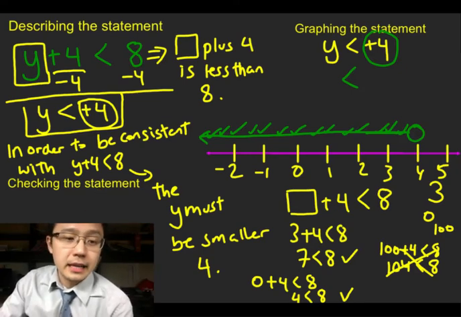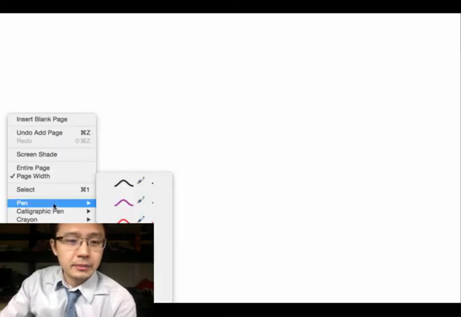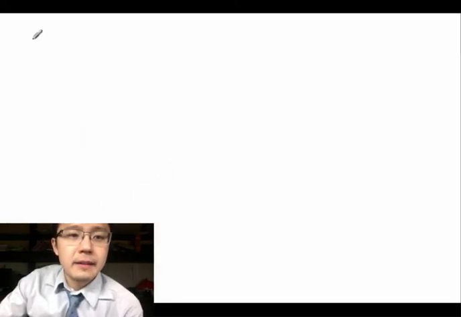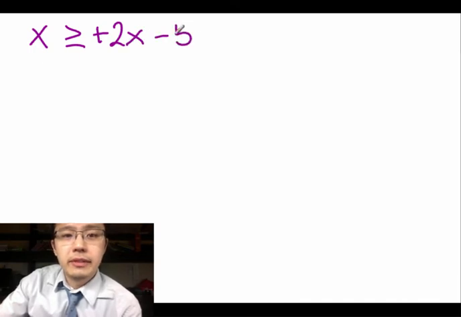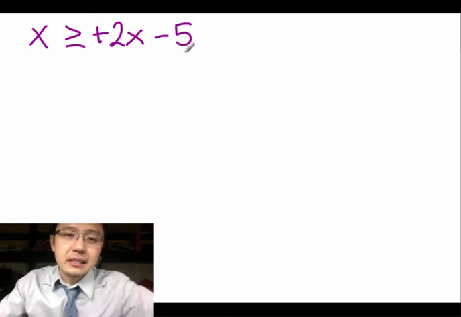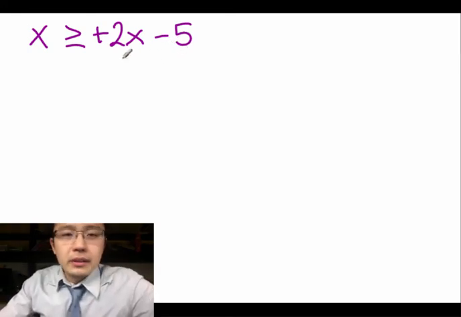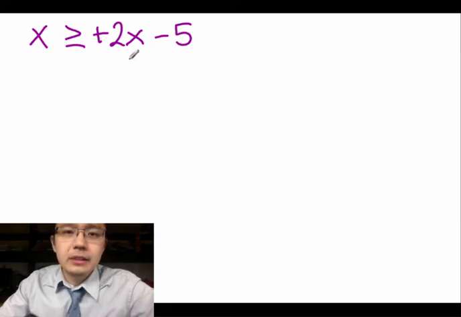Let's try another example of this. Let's switch up the colors. Let's try x greater than or equal to 2x minus 5. You notice there's variables on both sides and a constant. You're solving for the variable again, so you're going to isolate it by itself. You want the x's on one side, just like how you did before.